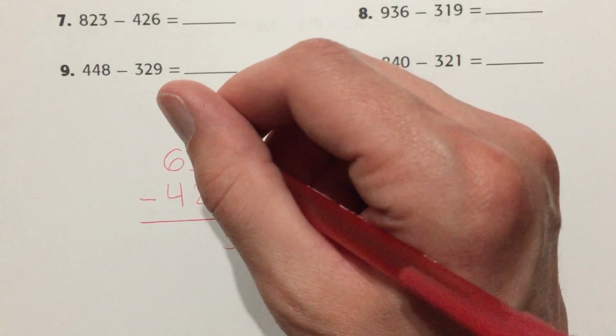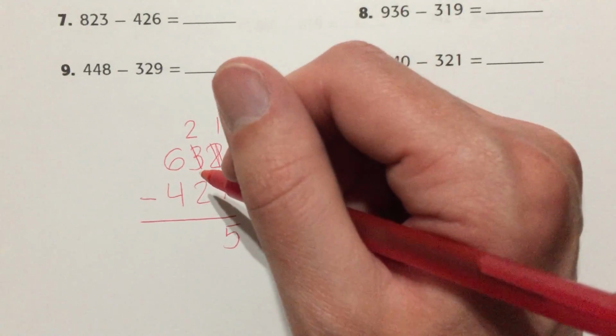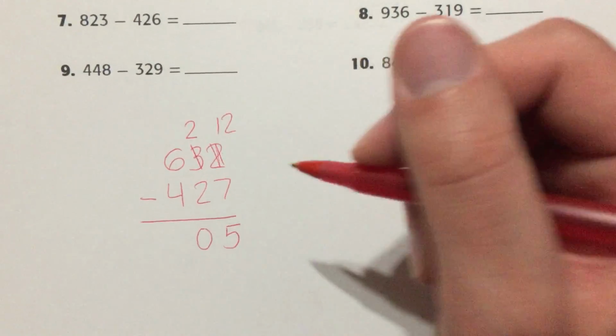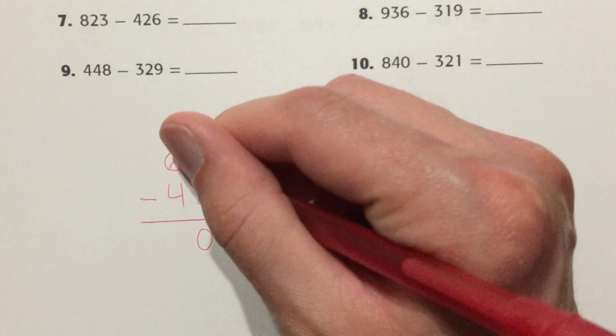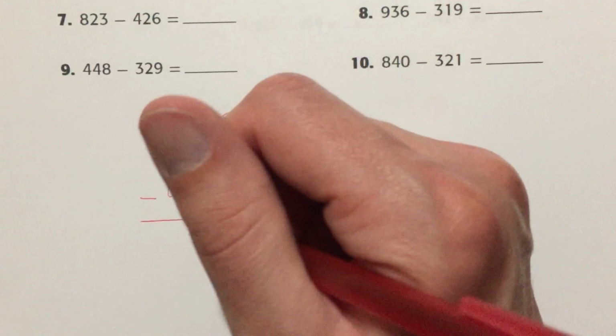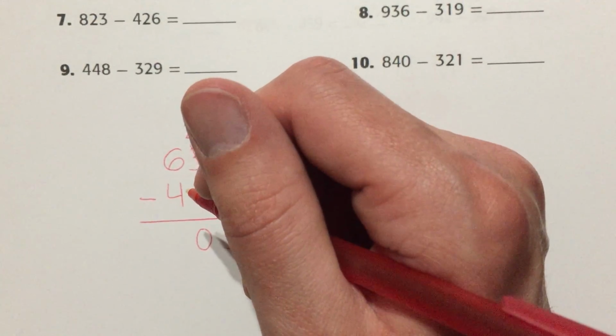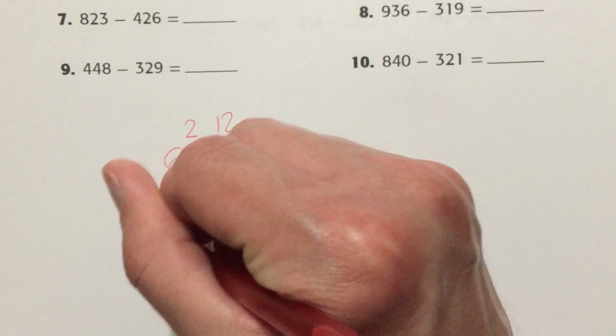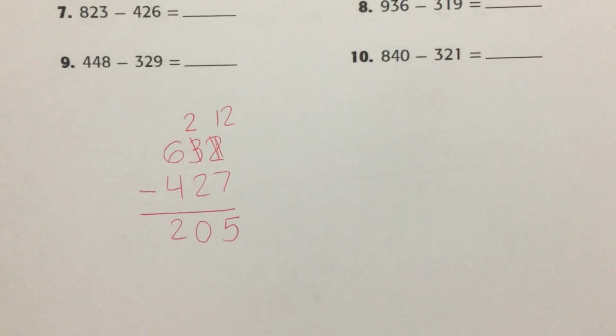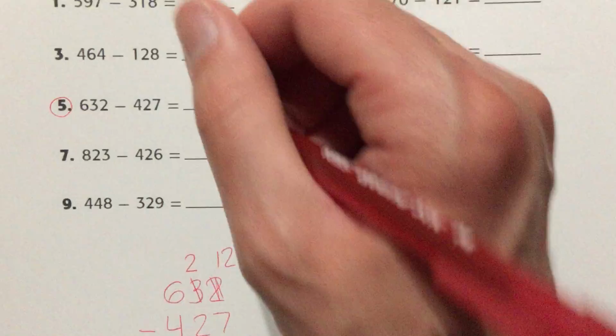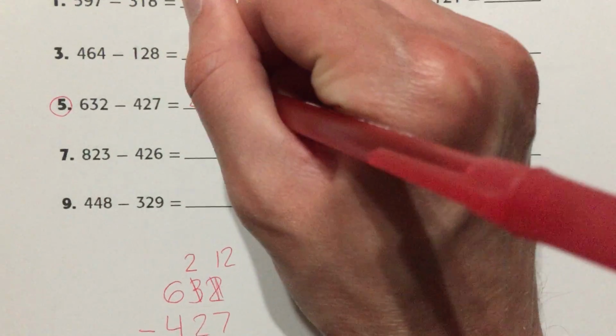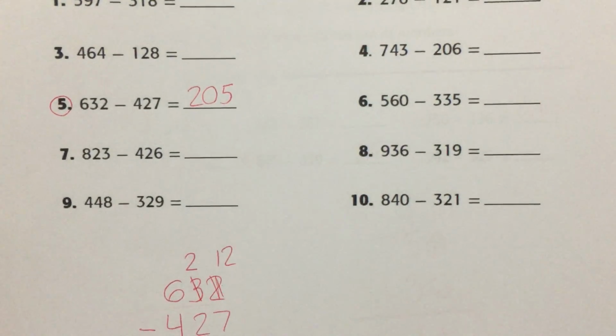In our tens place, we have 2 groups of 10 left over, minus 2 groups of 10. That is no groups of 10. In our hundreds, 6 minus 4. 6 groups of 100 minus 4 groups of 100 leaves us with 2 groups of 100. And a final answer of 205.